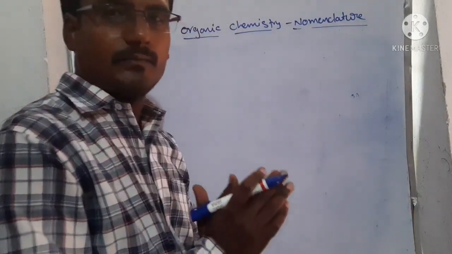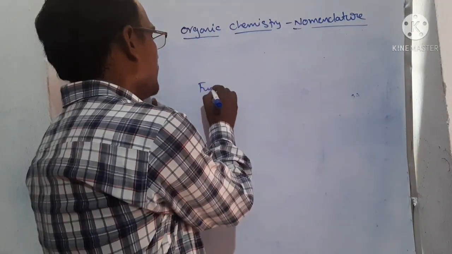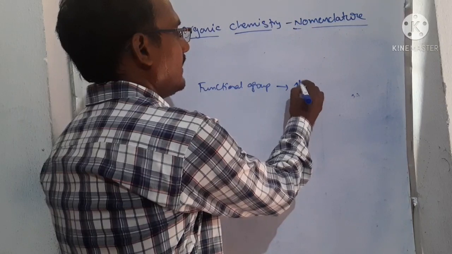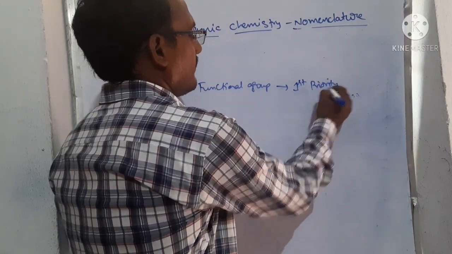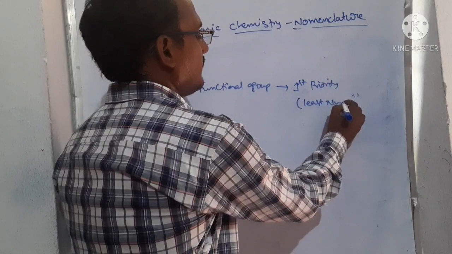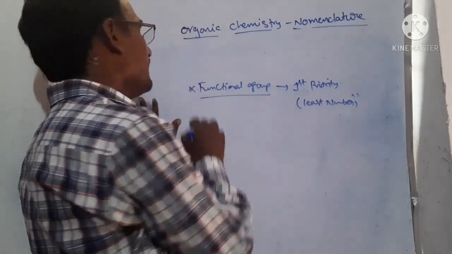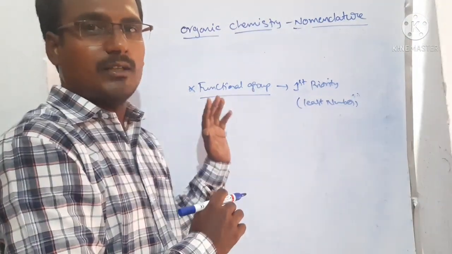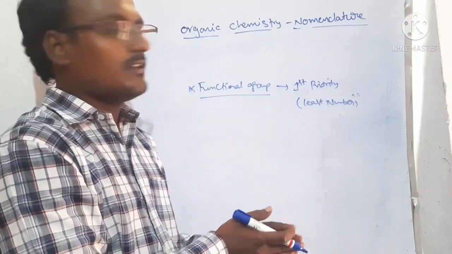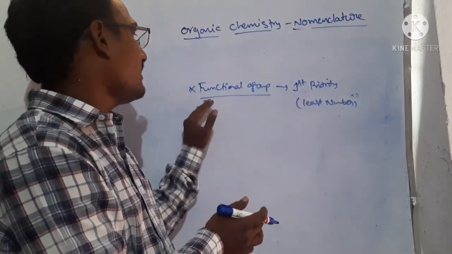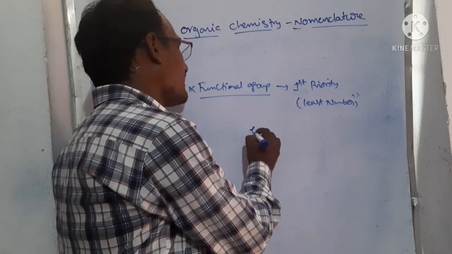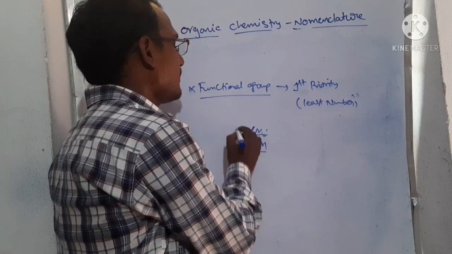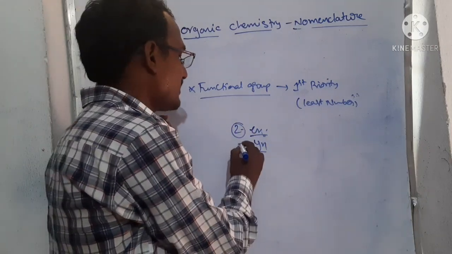So always you should remember that the functional group gets first priority. That means we should give the least number to the functional group if it is present. Then all the previous rules, like the lowest sum rule and the longest chain rule, are cancelled. Only the functional group gets the first priority. If a double bond is there, you should mention ene. If a triple bond is there, you should mention yne. And you should mention the position of the double bond and the position of the triple bond.